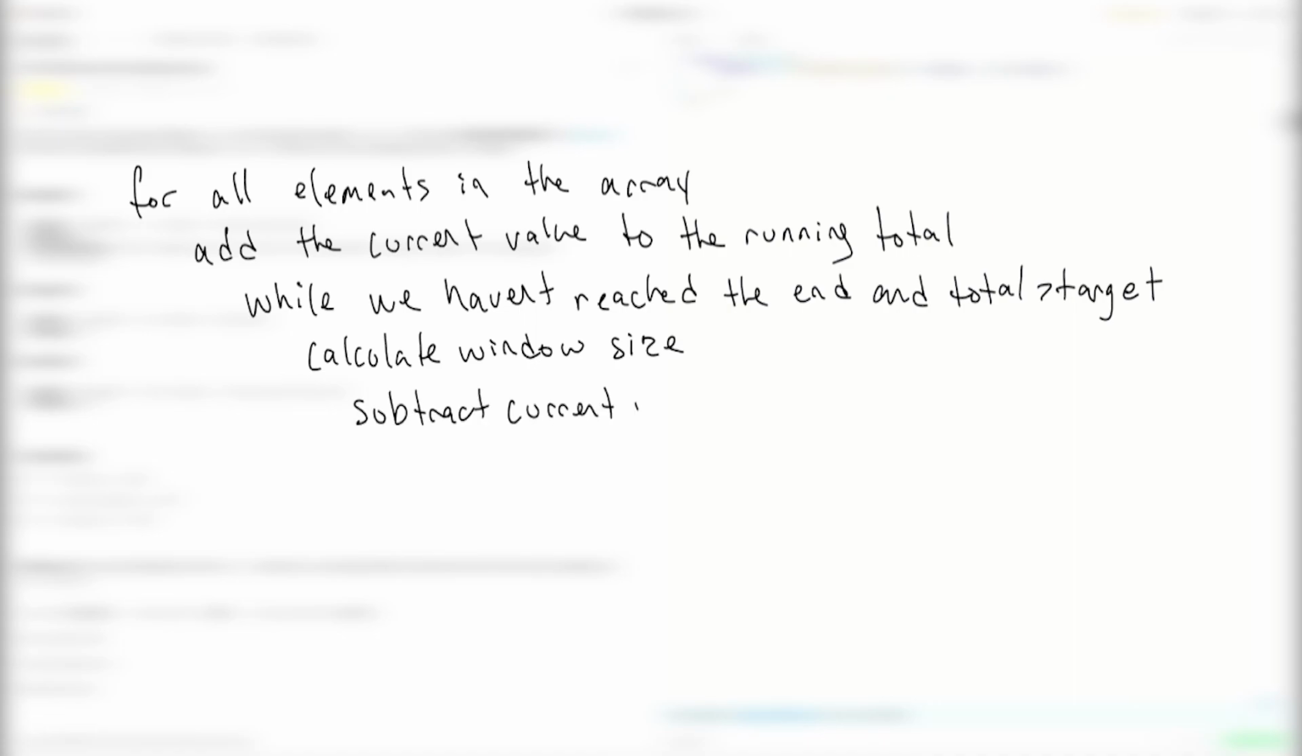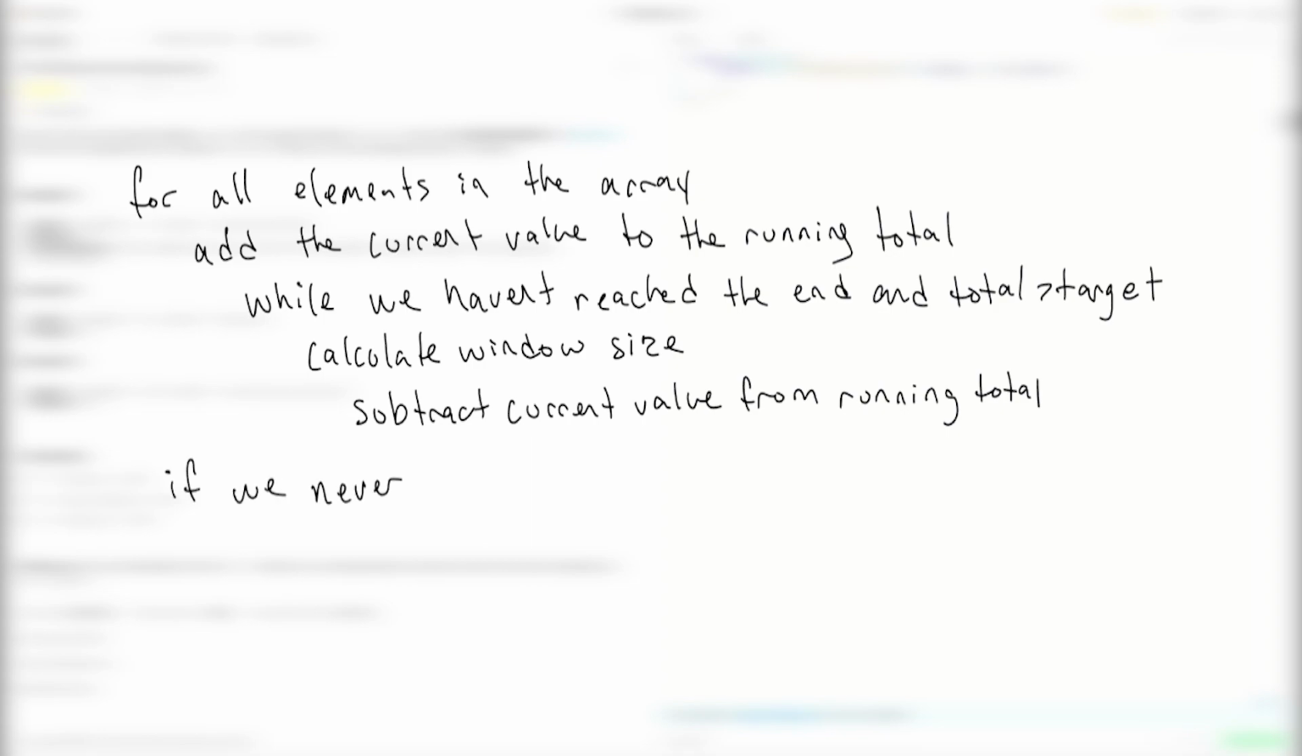So starting out with our pseudocode, for all elements in the array, we want to add the current value to the running total. Then after we add that, if we have gone over the target, while we haven't reached the end and total is greater than target, we're going to calculate our window size. Then we attempt to make that window smaller by subtracting the current value from the running total. And if it's still greater than target, we'll just continue doing that over and over until we reach the end of the array.